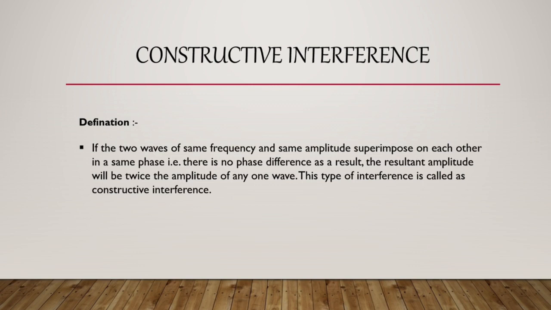If two waves of the same frequency and same amplitude superimpose on each other in the same phase, that is, there is no phase difference, as a result the resultant amplitude will be twice the amplitude of any one wave. This type of interference is called constructive interference.